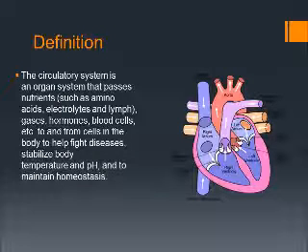Definition. The circulatory system is an organ system that passes nutrients, such as amino acids, electrolytes, and gases, hormones, blood cells, etc., to and from cells in the body to help fight disease, stabilize body temperature and pH, and to maintain homeostasis.